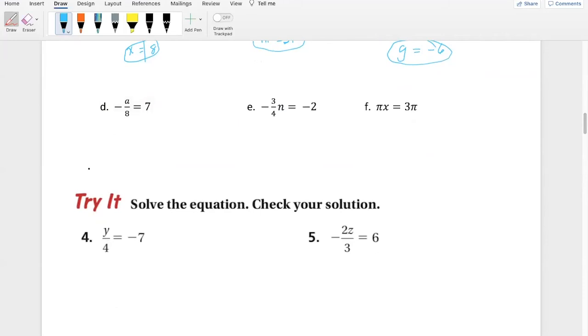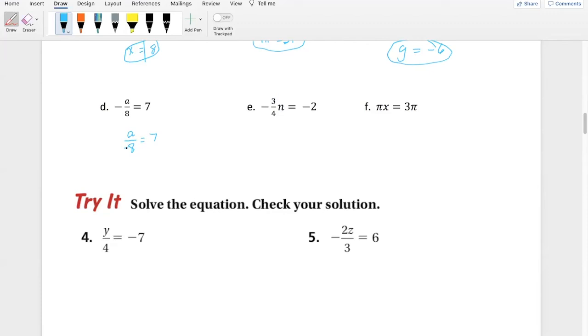All right, on this one, I'm going to apply this negative sign down to the 8. So I want to think of this more as a over negative 8: a divided by negative 8 equals 7. And so a is being divided by negative 8.